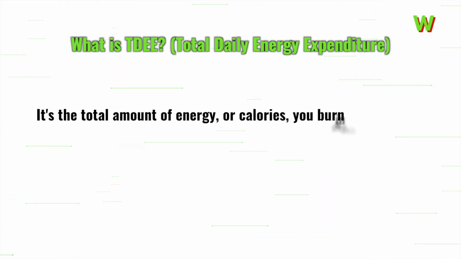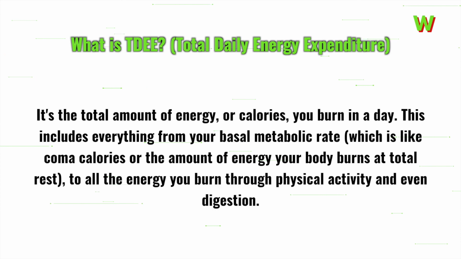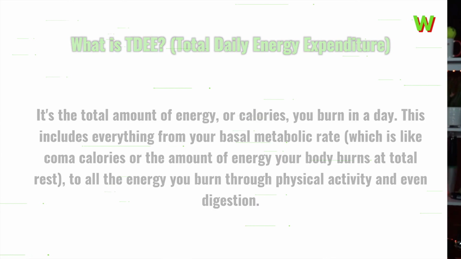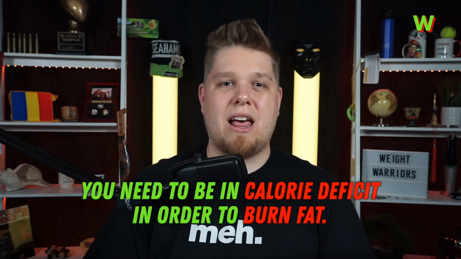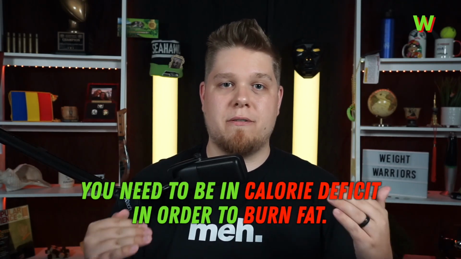Simply put, it's the total amount of energy or calories that you burn in a day. This includes everything from your basal metabolic rate, which is what some people call your coma calories. That's the energy that you burn at complete and total rest without doing anything. To the other end of the spectrum is the calories that you burn doing physical activity or even digestion. And again, TDEE is important when losing weight because essentially you need to be in a calorie deficit to get your body to burn the stored fat. To do that, you need to know how many calories you're burning throughout a day, so then you can create a calorie deficit to get into those fat stores.